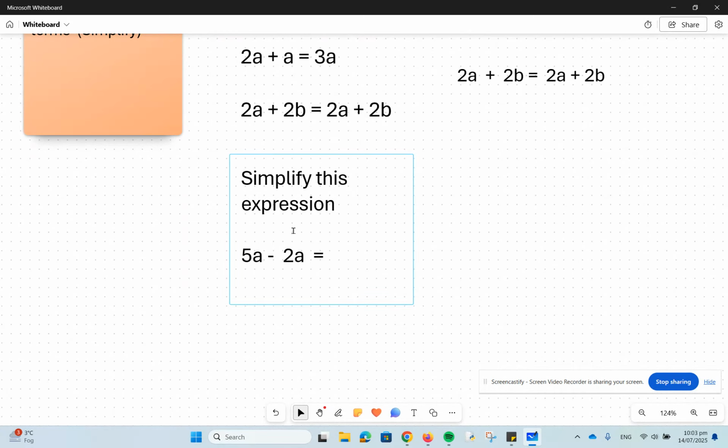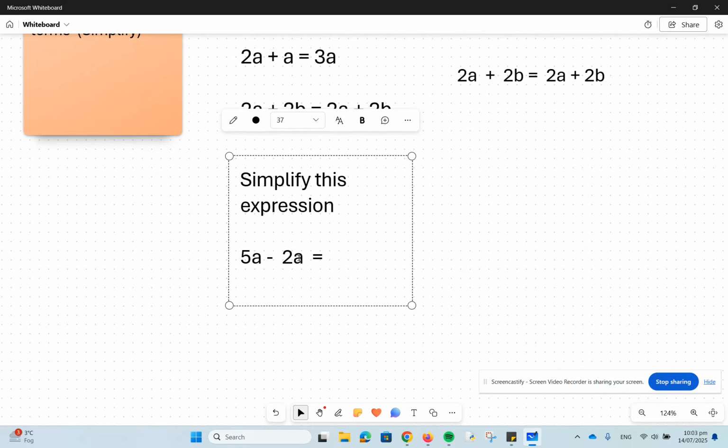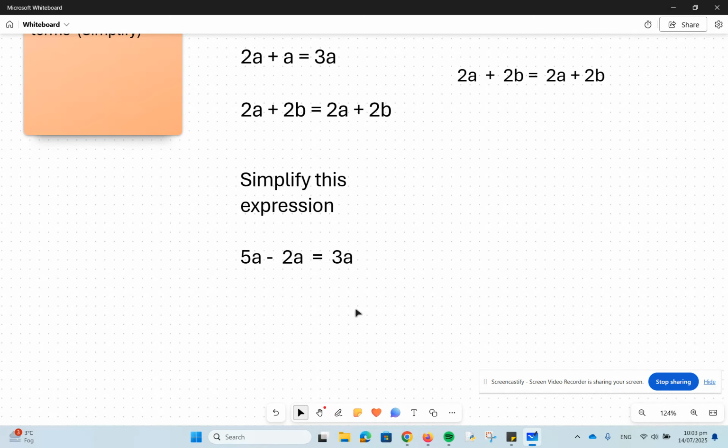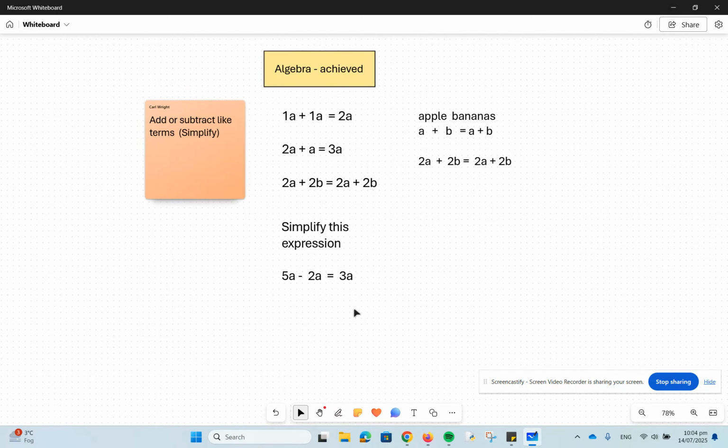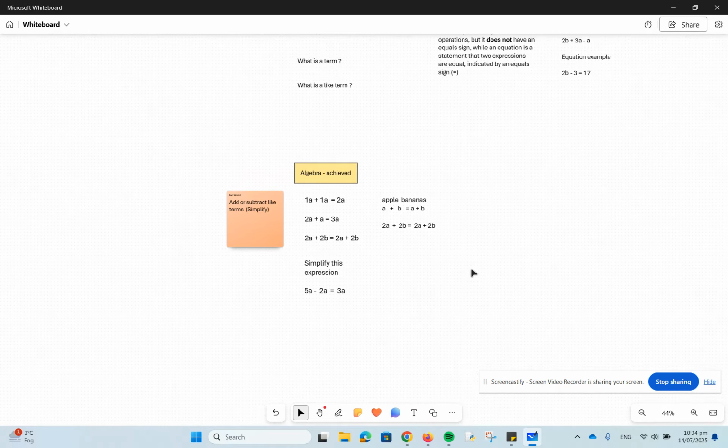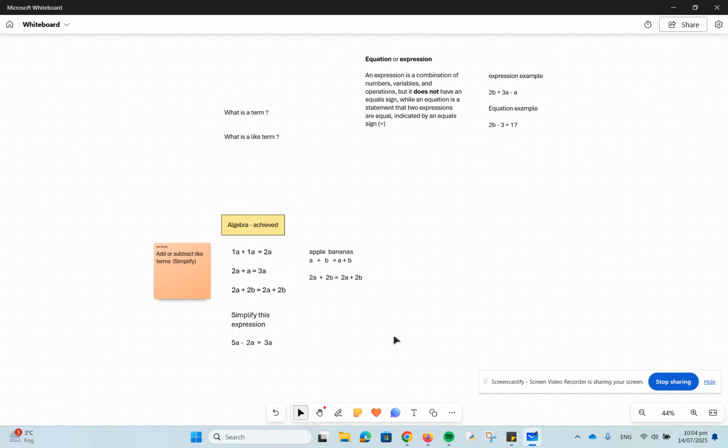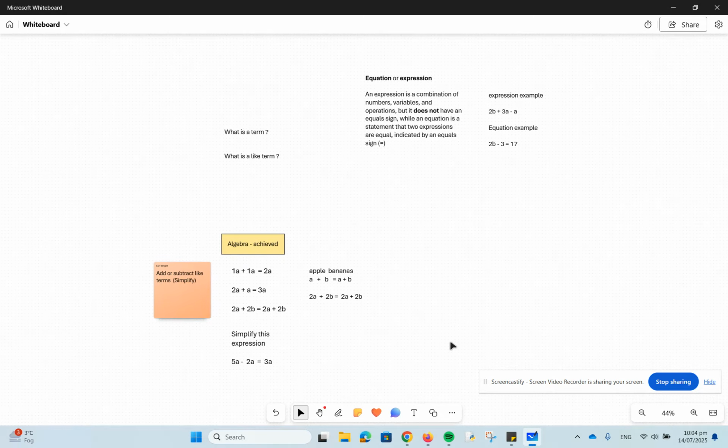Let's go down to another one. Simplify this expression. I've got 5 a's and I'm minusing 2 of them. So remember, what are we dealing with? The number in front. So there's going to be 3 a's left over. Awesome. Okay, so adding and simplifying expressions is basically the first skill that you want to be able to do. And we'll move on to the rest of the skills that you need in the future.